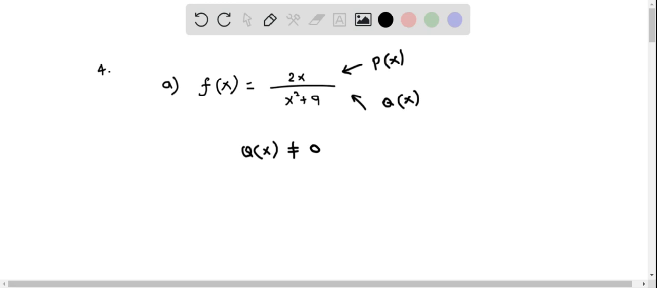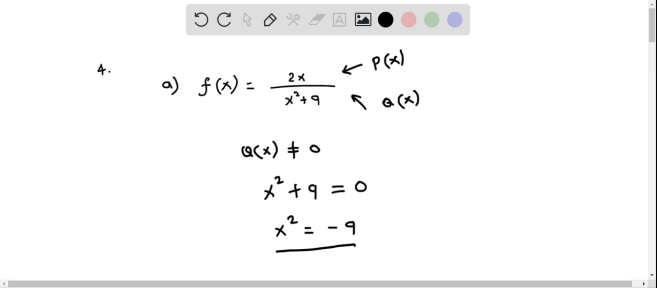And so now to determine the values of x such that the denominator does not equal 0, let's try to find out if there are any values of x such that the denominator equals 0. So I'm going to write down this equation for the denominator part equals 0 and try to solve for x. So that is why I have written x squared plus 9 equals 0. Now let's subtract 9 from both sides, so we get x squared equals negative 9.